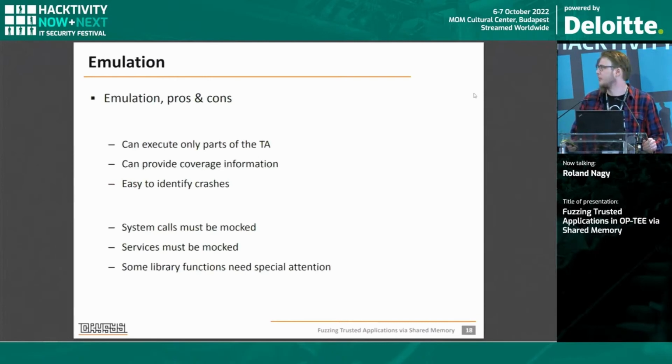So, of course, there are pros and cons of emulation. The pros are that we can execute our trusted app in parts only. It also gives us coverage information regarding what parts of the code we actually executed. And it is quite trivial to identify crashes in this setup, since if our trusted app does something naughty, then the emulation framework will simply throw us an exception.